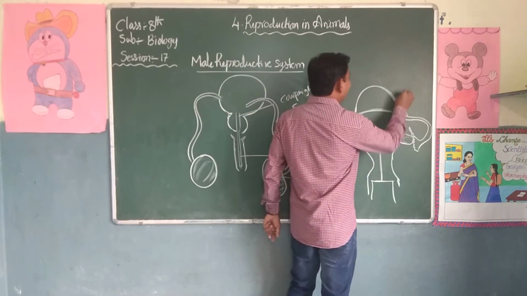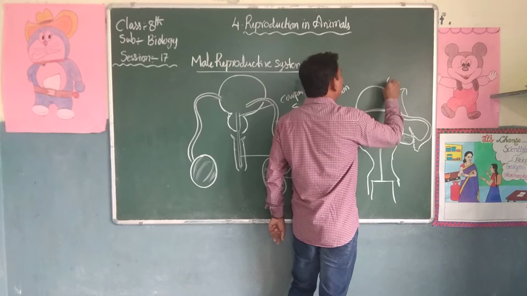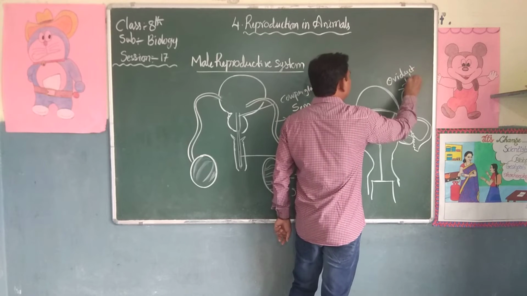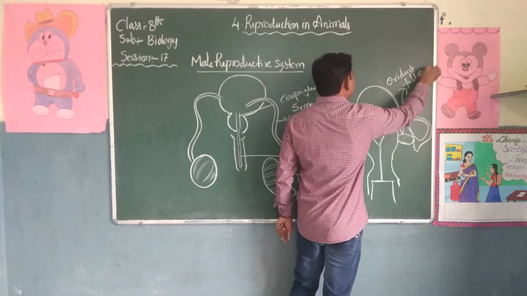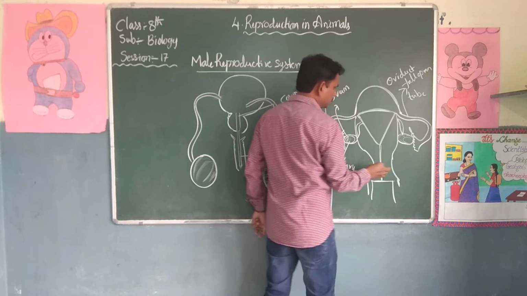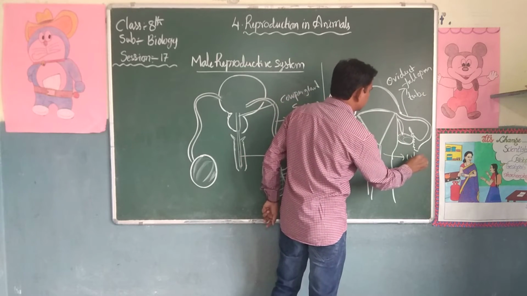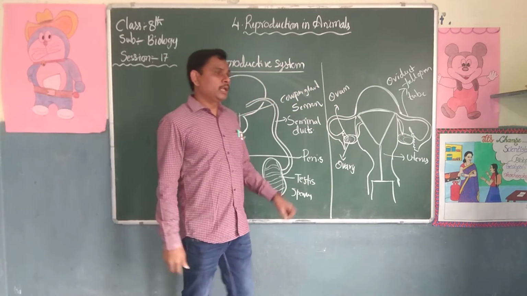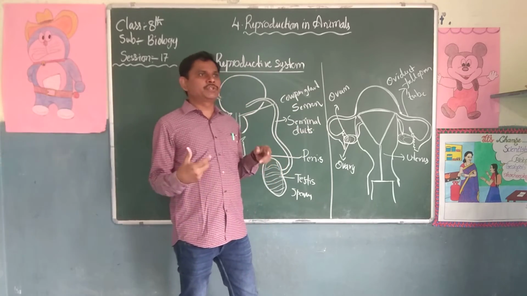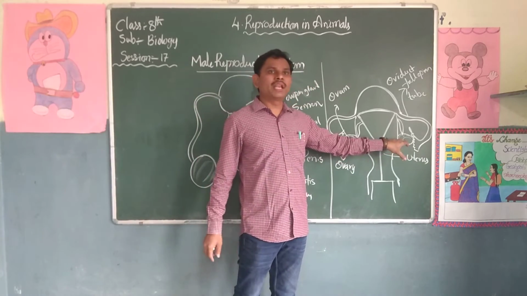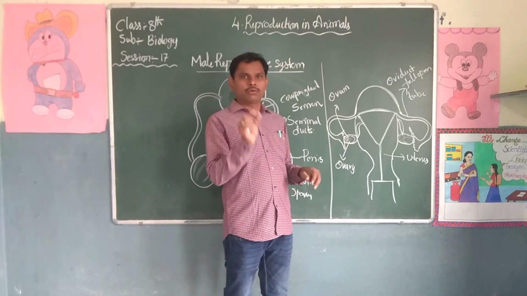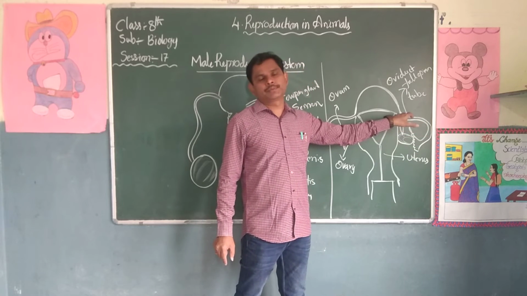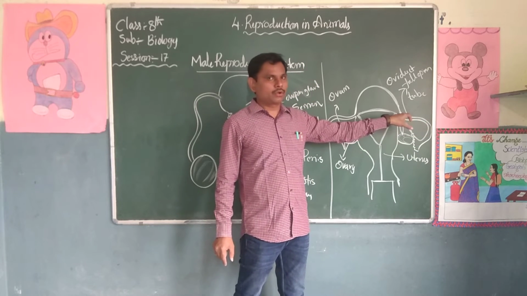Fallopian tubes are also called oviducts. Finally, the uterus. So these are the male parts and female parts. Every month in a female, after maturing, one ovum will be released from the ovary and it will move toward the fallopian tubes, or oviduct.